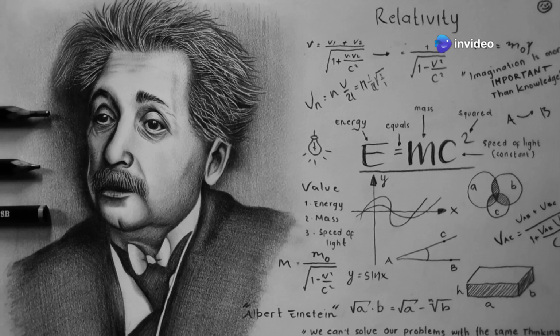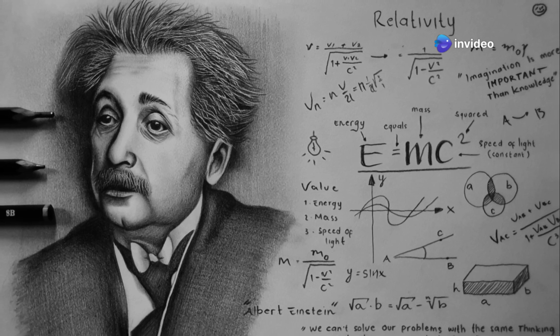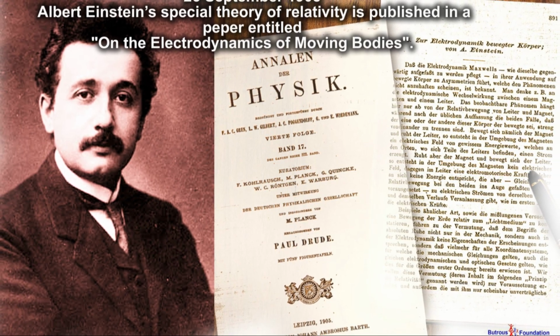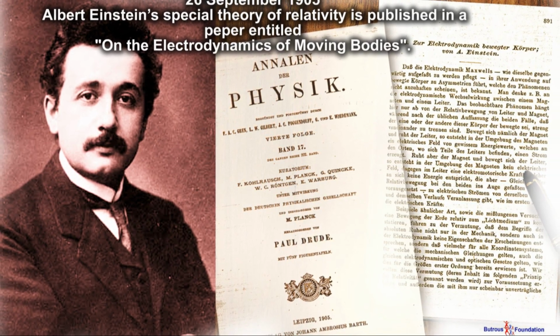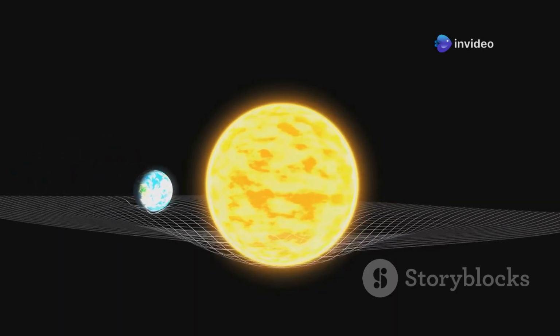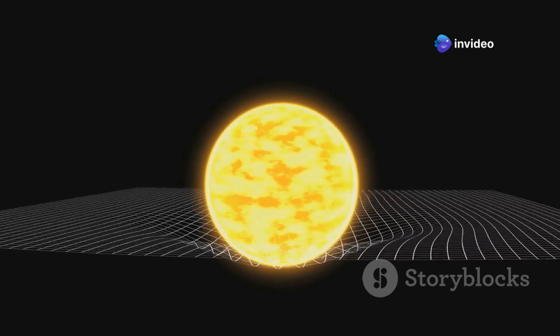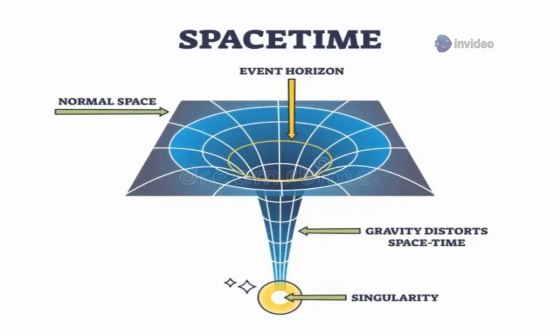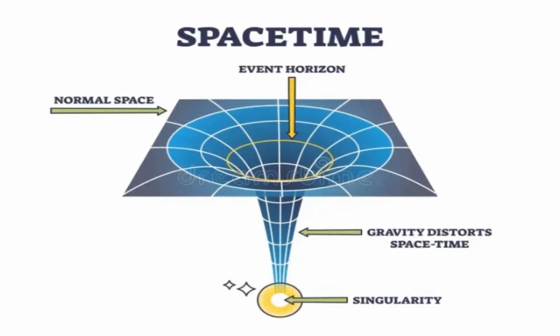Thinking of time as a dimension became essential after Einstein introduced his theory of relativity in the early 20th century. Einstein showed that space and time are interconnected, forming what we now call spacetime. Instead of treating time as something separate, relativity combines it with the three spatial dimensions into a single four-dimensional fabric.